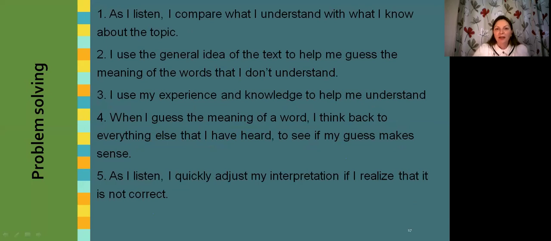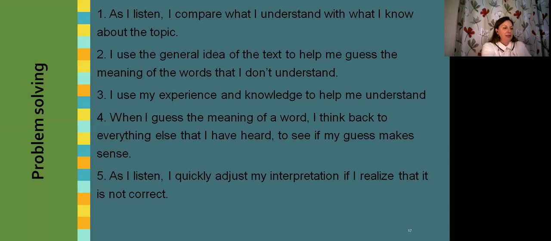While listening, I compare what I understand with what I know about the topic. I use the general idea of the text to help me guess the meaning of the words that I don't understand. I use my experience and knowledge to help me understand. When I guess the meaning of a word, I think back to everything else that I have heard to see if my guess makes sense. As I listen, I quickly adjust my interpretation if I realize that it is not correct.